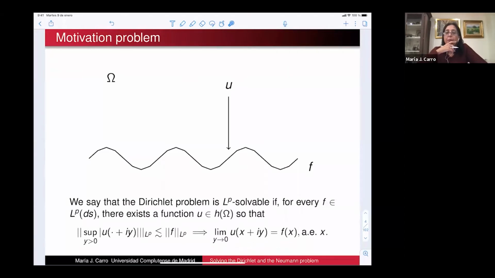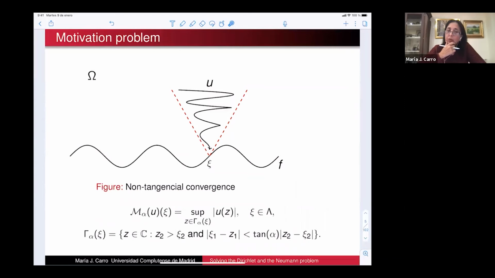Now we are going to ask for something more, because we want to have not only convergence at almost every point vertically, but non-tangentially. To this end, we have to consider the so-called non-tangential maximal operator. We just have to take the supremum of the function u of c, where c belongs to the cone with vertex at the point x. And the cone, we have here the definition, where alpha is the aperture of the cone.